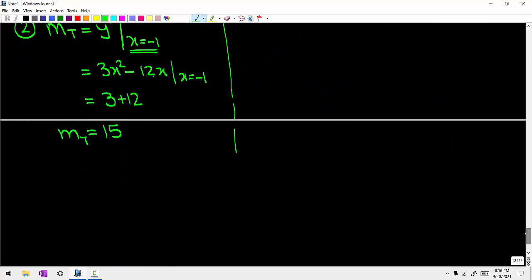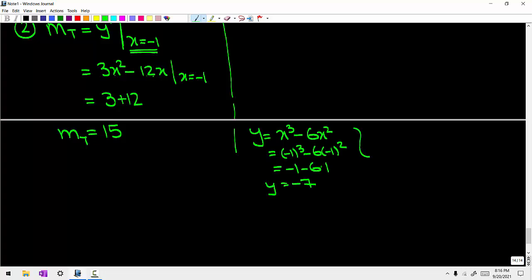Replace that negative 1. So we know that y is equal to x cubed minus 6x squared. So you replace x with minus 1. So you get minus 1 cubed minus 6 times negative 1 squared. So we get negative 1 minus 6 times 1. Negative 1 squared is 1. So we get negative 7. So my point from here is x is minus 1 and y is negative 7.